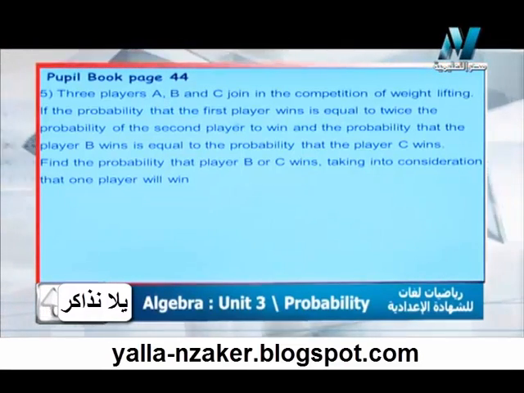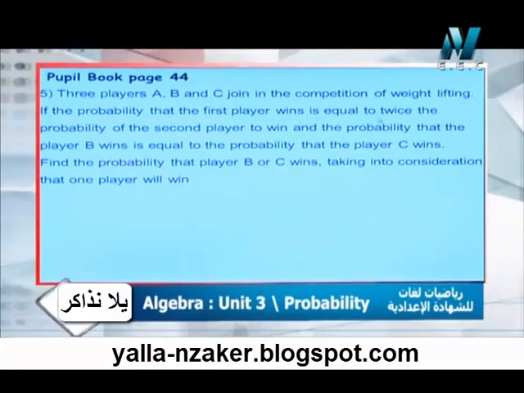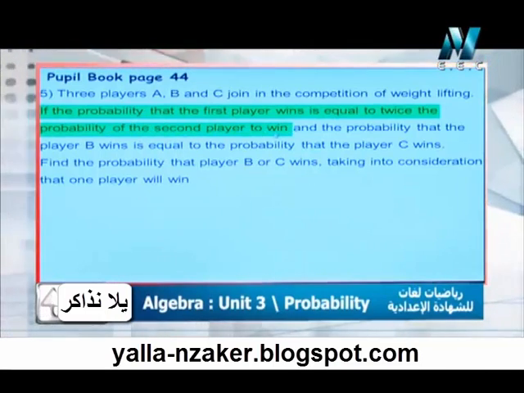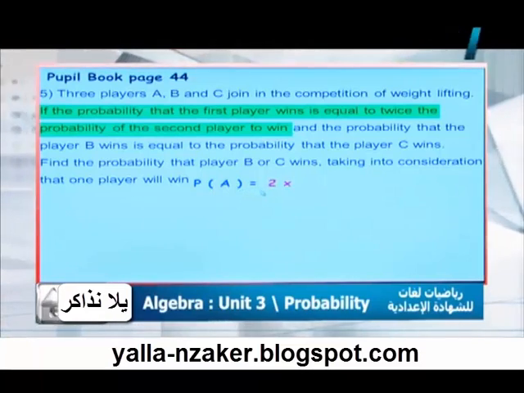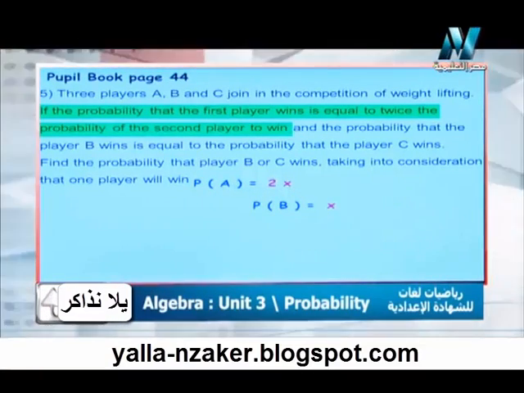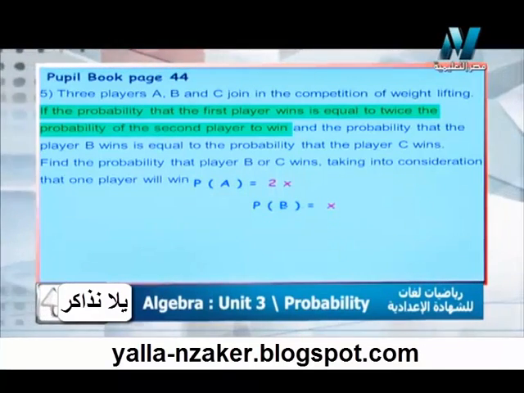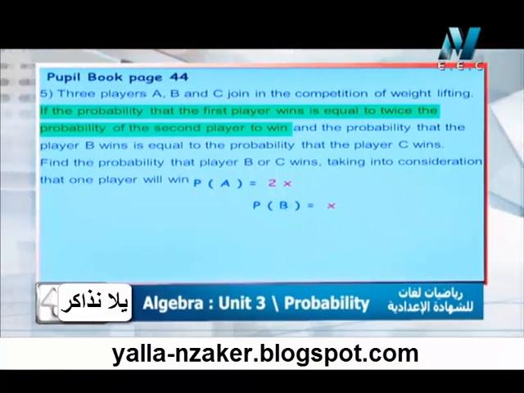The probability that the first player wins is equal to twice the probability of the second player to win. So I can write that P(A) alone I will call 2x, so the probability of B equals x. The probability of A is twice the winning probability of event B.